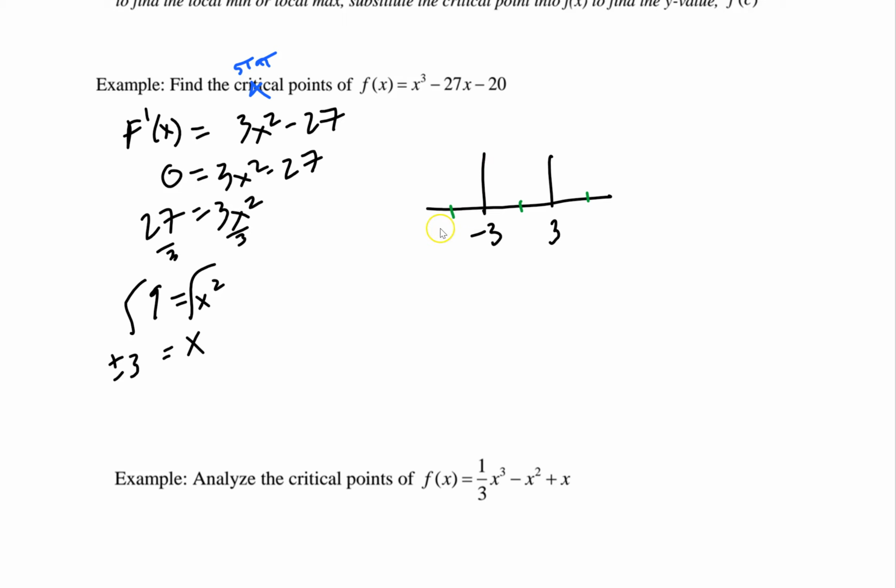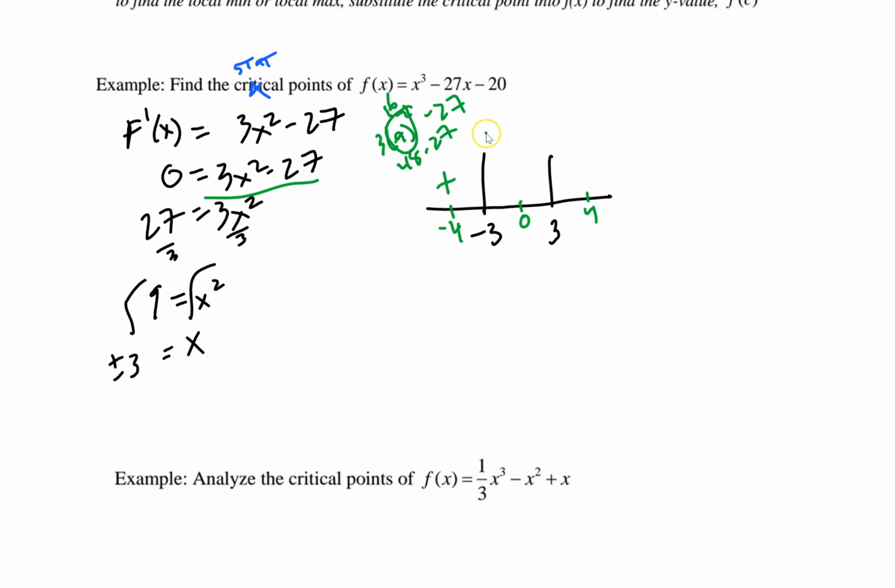So pick a test point like -4, a point in between here like 0, and over here like 4. Again, you can plug it into anything you want right here. So I'll plug in -4: -4 squared minus 27. Remember, you always do the square part first. That's 16. 16 times 3 is 48. And that's going to be a positive value.